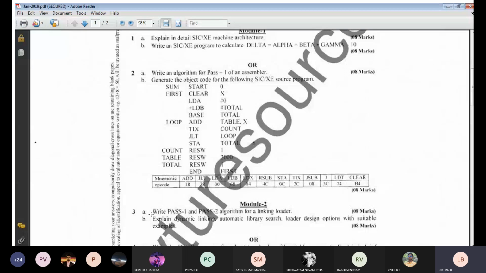In the left part, I'm going to write 0000. So what is your next instruction? CLEAR instruction. CLEAR means format 1. So how much do we need to add? We need to add 1. So after 0000, you will be getting 0001.